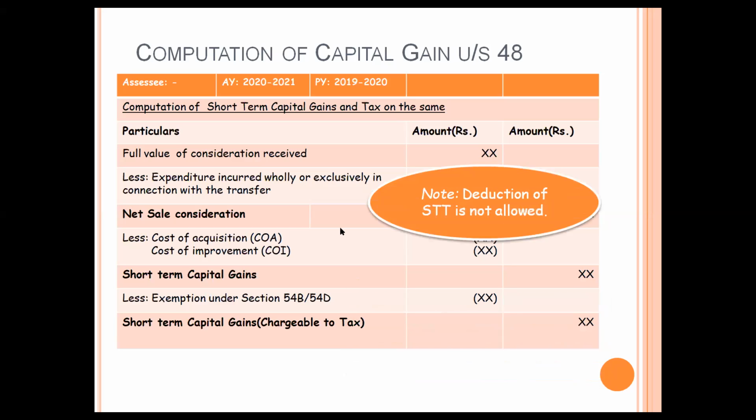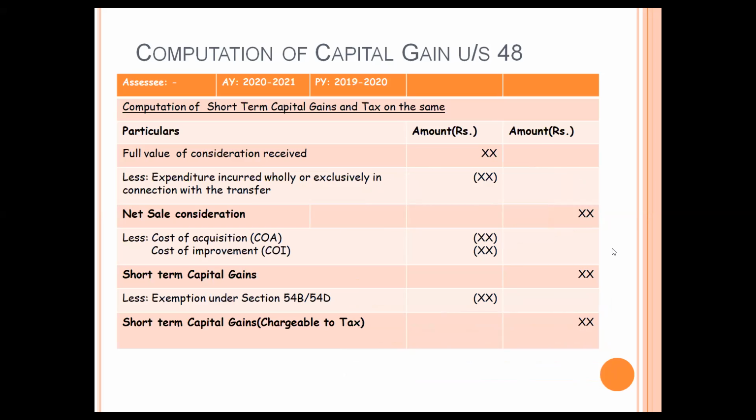As told before, on expenditure, say on sale of a land or building, there might be a commission or brokerage paid to a person that can be considered as an expenditure incurred wholly or exclusively in connection with the transfer. However, STT is not allowed as an expense.